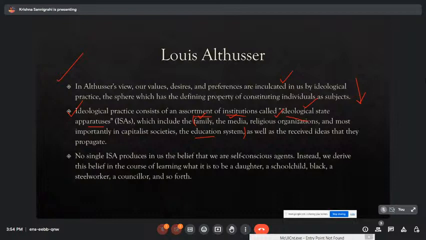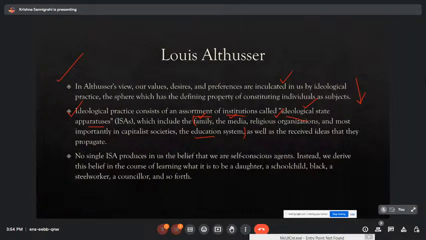As a child is growing, he or she is influenced not only by the family and the media, but also by the religious organizations, their programs, their channels. And when you go to a particular religious place, meet a religious person and have a discussion, you are getting influenced by that discussion.